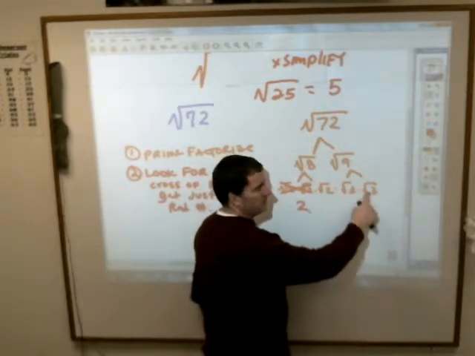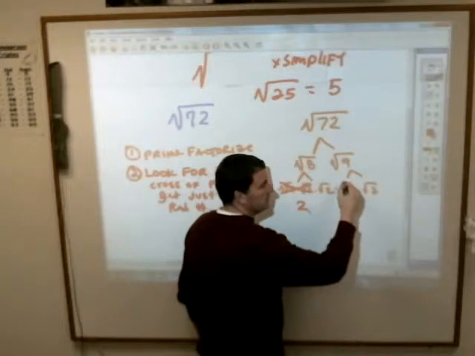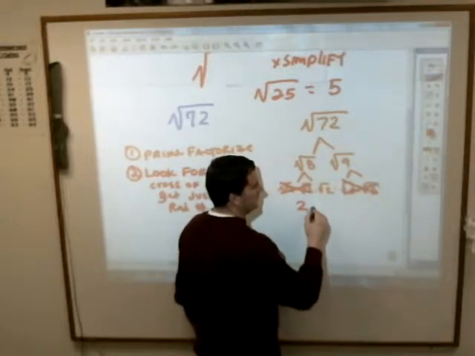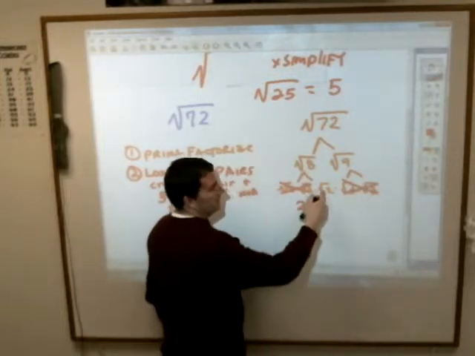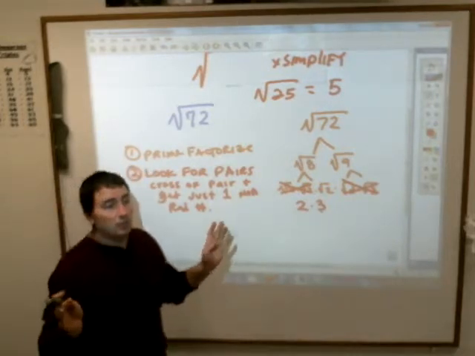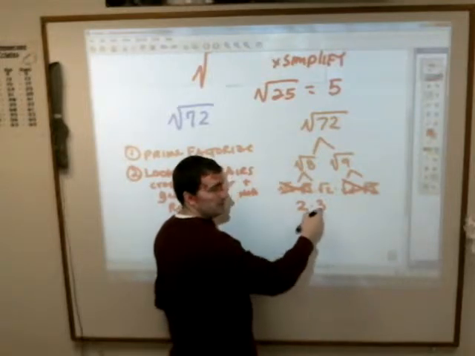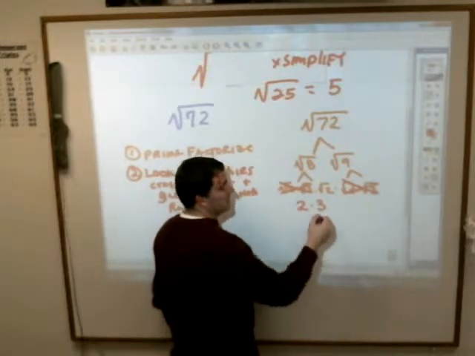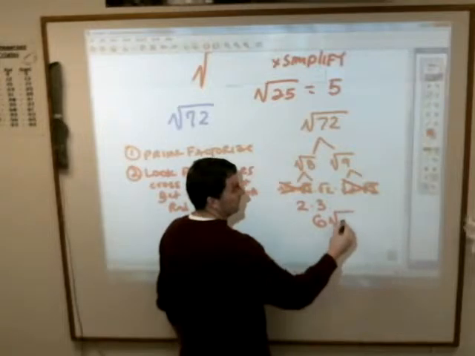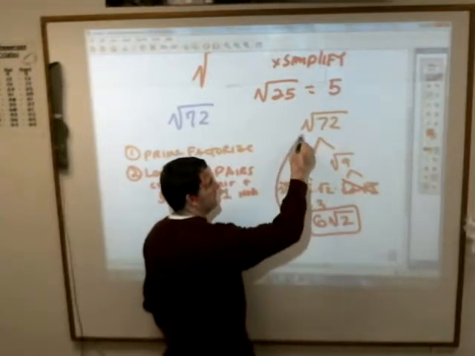Same thing here. The square root of 3 times the square root of 3 is the square root of 9. The square root of 9 is a perfect square, which is just 3. Two identical ones cross off to give you just a normal one. This other square root of 2 does not have a pair, a match, or a friend, so it has to stay. You multiply the normal numbers to get 6. You keep the square root of 2, and that's the simplified form of the square root of 72.